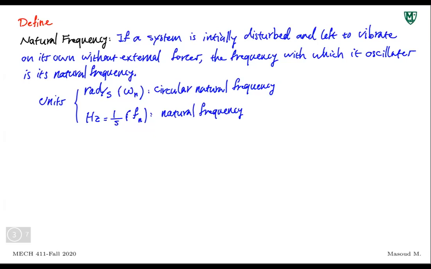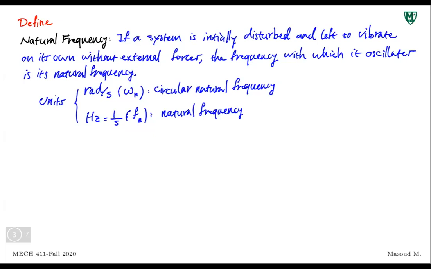Do you remember I said cycle is when this one goes from one side to the other and comes back to where it was. And this is one cycle. Now, how many of these cycles is this going to complete in 1 second? That's the concept of hertz. So the faster this oscillates, the higher the value of natural frequency in hertz. The higher the value of natural frequency in radian per second.